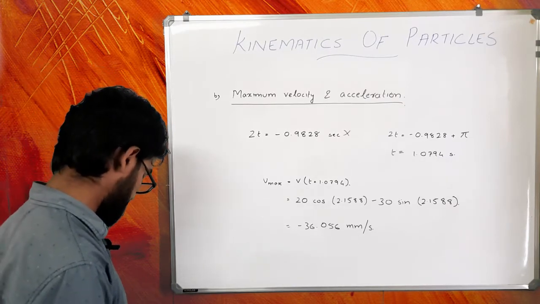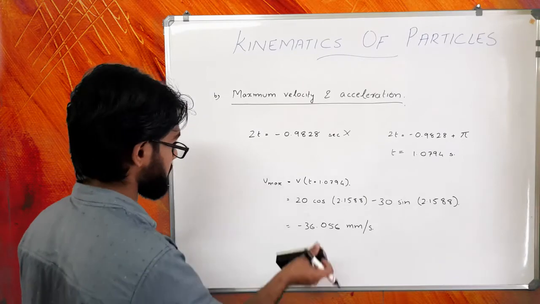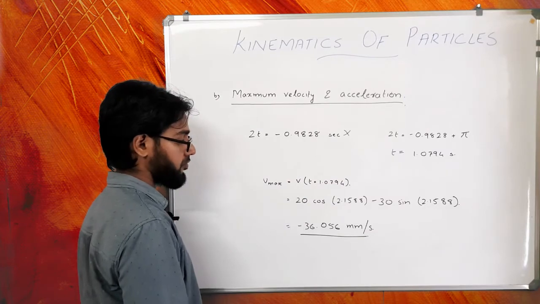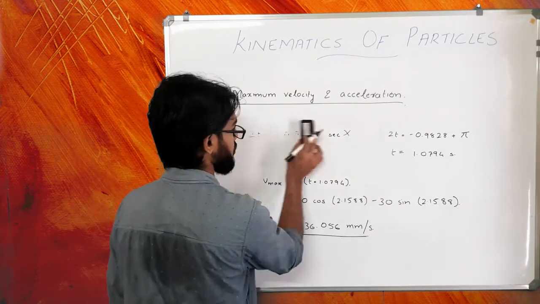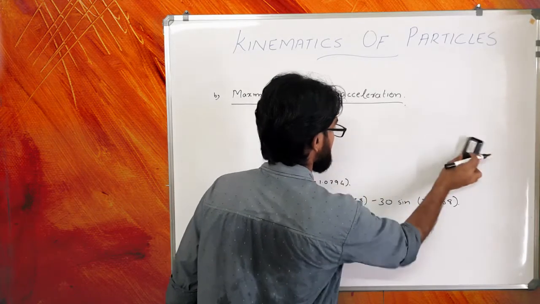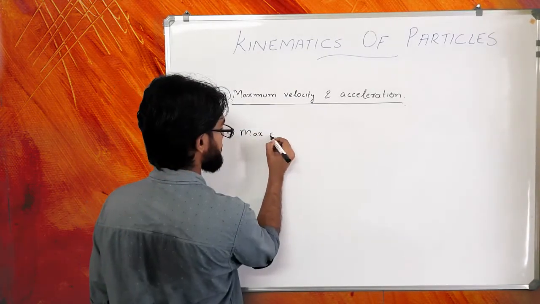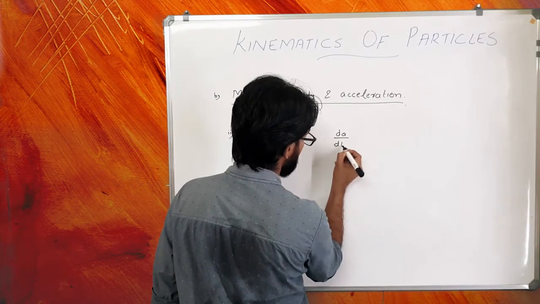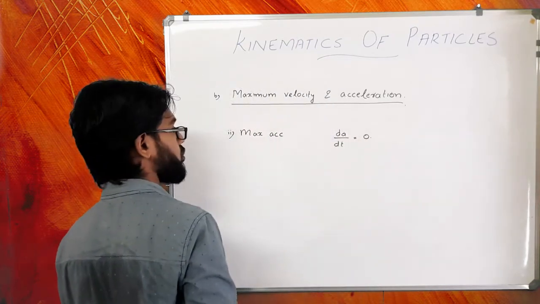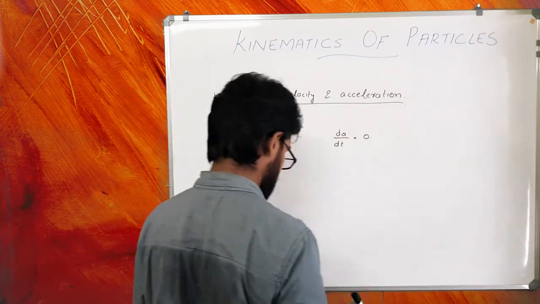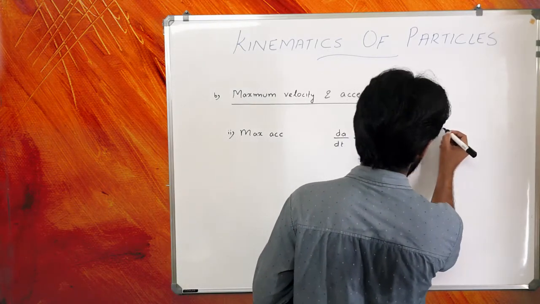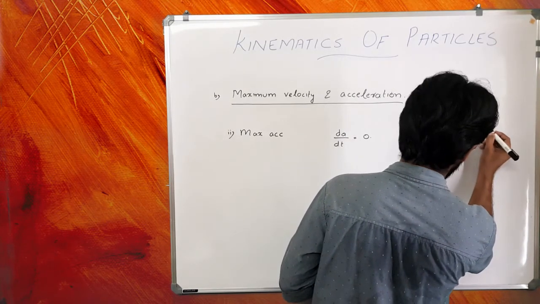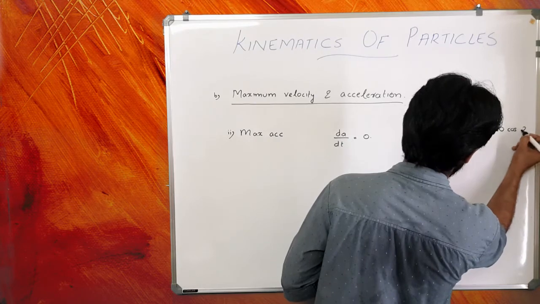Now, the same thing can be applied for maximum acceleration. Maximum acceleration is when dA by dt equals 0. So, we know we have the equation of A as, I am writing it here, A equals minus 40 sine 2t minus 60 cos 2t.